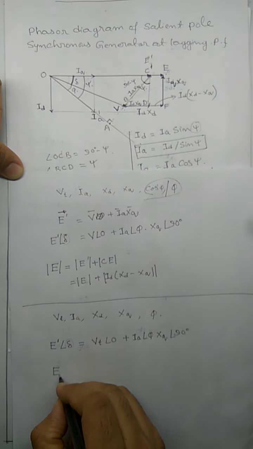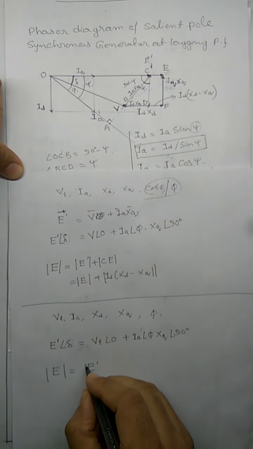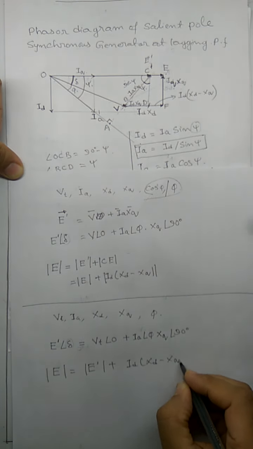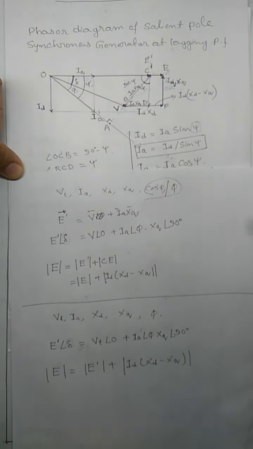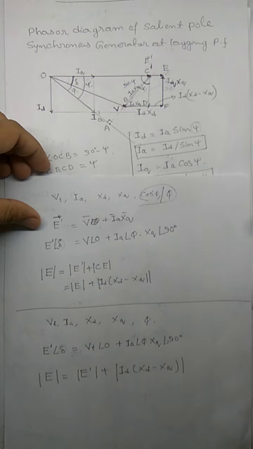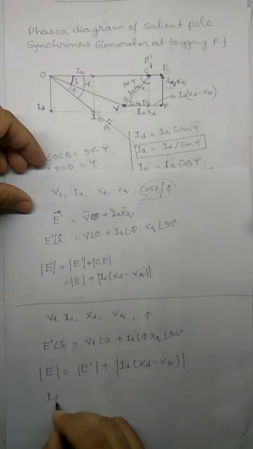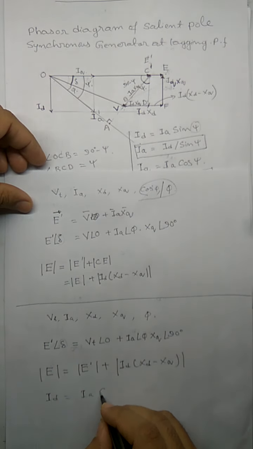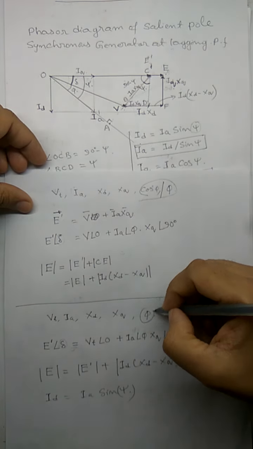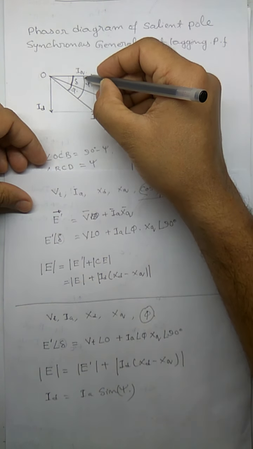Now with this, how can we find the magnitude of E? Magnitude of E will be magnitude of E dash plus magnitude of ID into XD minus XQ. Now how will you find this ID? For finding this ID, if you see here, what is ID? ID is IA sin psi. So ID will be equal to IA sin psi. So how can you find psi? The power factor angle phi is given here. Delta you have calculated here. So now you can find psi.